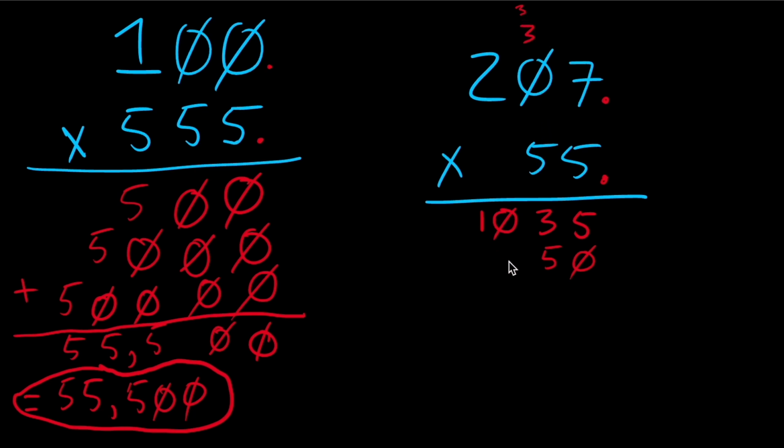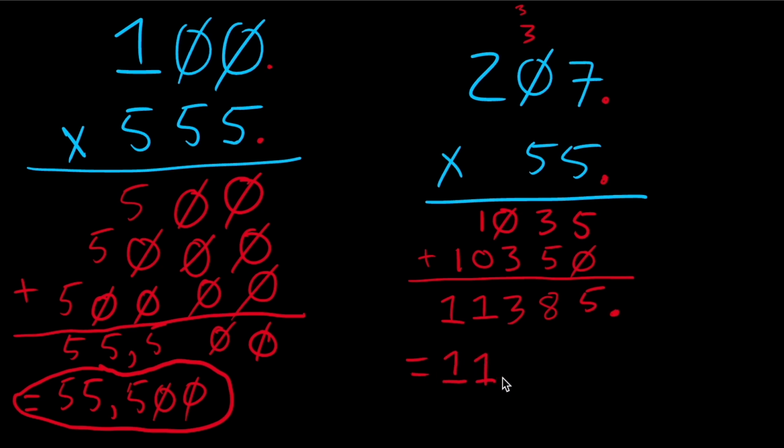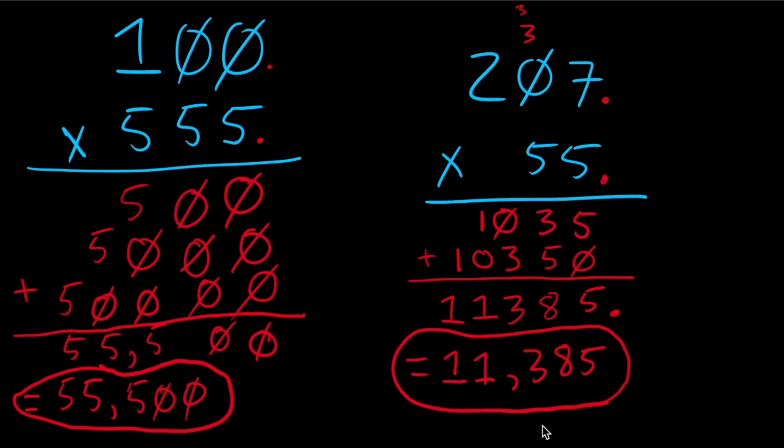And then 5 times 0 is 0. And we add that 3. So I'll write 3 here. And then 5 times 2 is 10. And then we add. So 5. This will be 8. 3 plus 5 is 8. 0 plus 3 is 3. Then 1, and then 1. And we don't need to move that decimal, so the answer is 11,385. Easy.